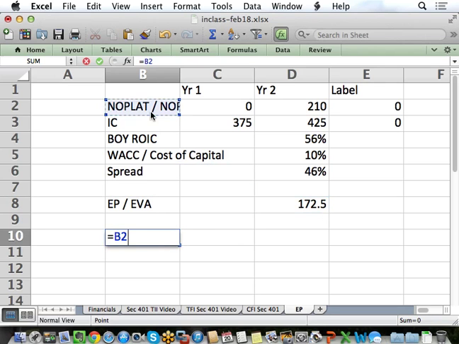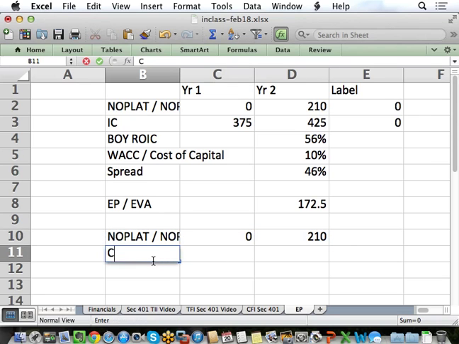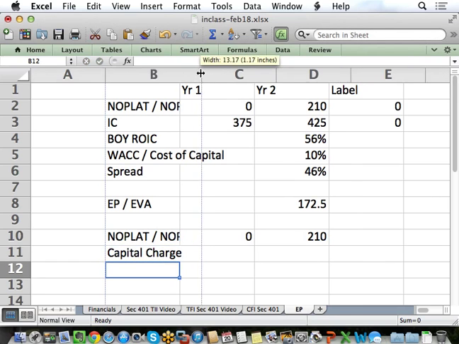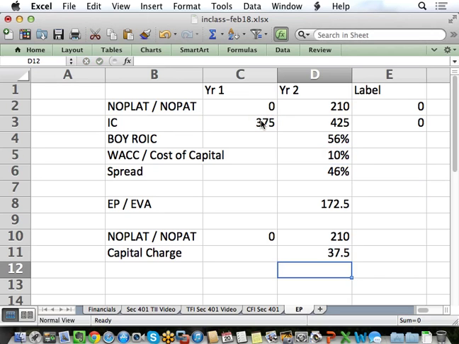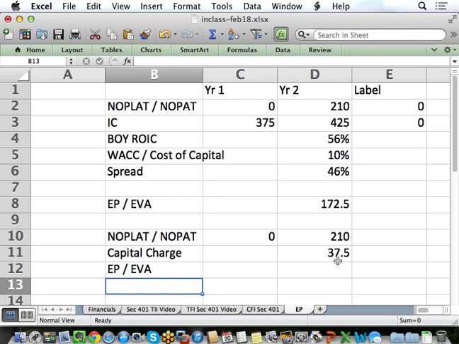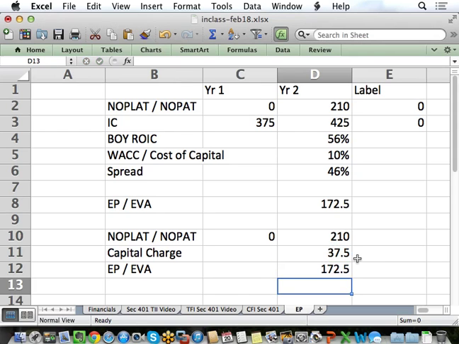That's my economic profit. Method 2. I made this much profit after tax, called my NOPLAT from operations. I then have what's called a capital charge. My capital charge is my cost of capital times my beginning of year capital. So I employed 375 at 10%. I need to make 37.5 this year to essentially pay my investors back at the risk that I took. My economic profit, EVA, is my NOPLAT minus my capital charge, 172.5. Two ways to get the same answer.